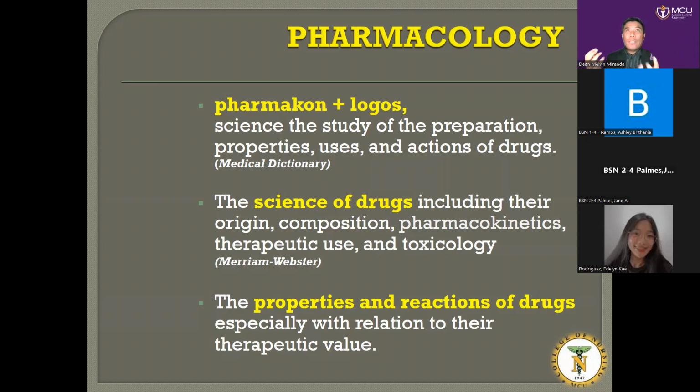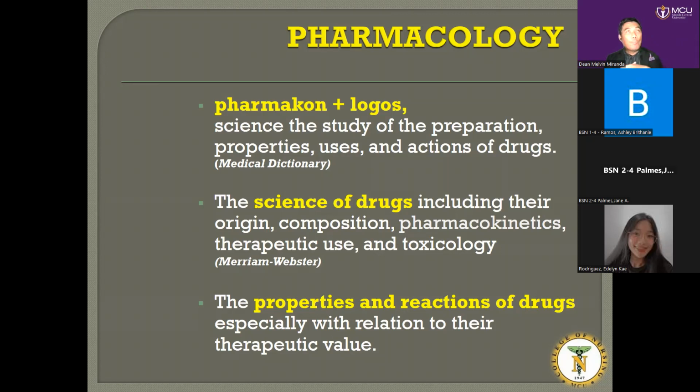What is now the term that is being used? Why do we need also to know the sources of drug? Kasi alam natin the sources of drug could be from animals, could be from plants, or could be artificially a mix of chemical substances. So that is what we call pharmacognosy. Is the study of the source of the drug.